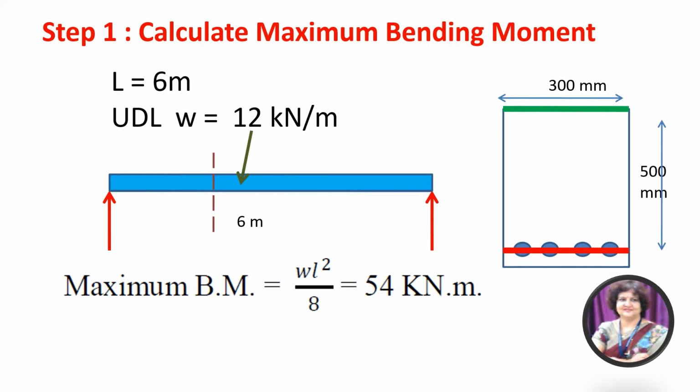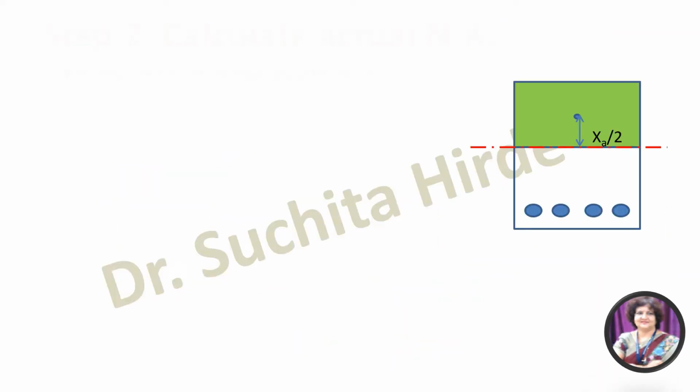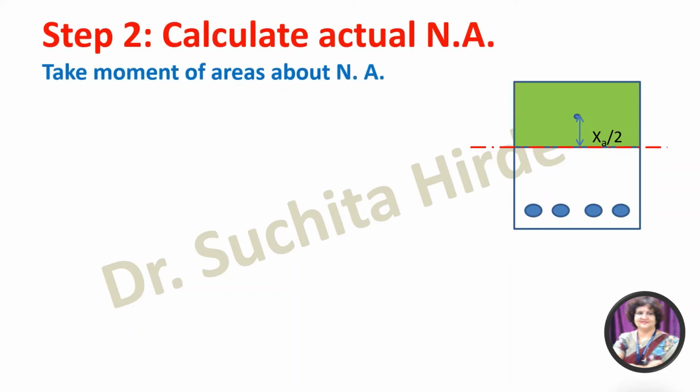After calculating bending moment, next step is to calculate actual neutral axis. So we have to locate this neutral axis. How will we locate this neutral axis? By taking the moment of areas about the neutral axis. Now this neutral axis divides this beam into two areas.